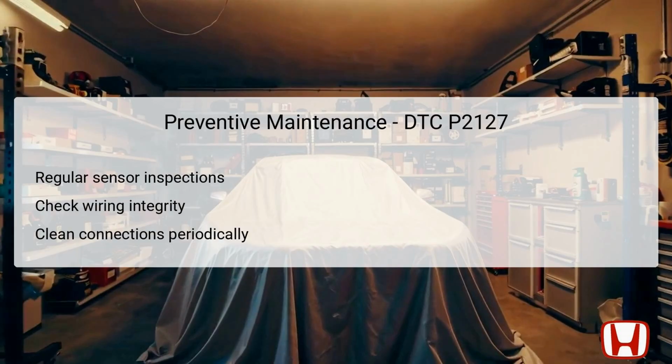Keeping connectors clean and free of corrosion is another essential maintenance practice, as poor electrical connections can lead to erroneous readings and trigger DTCs. Following these preventive measures can not only enhance vehicle reliability, but also prolong the lifespan of critical components in the vehicle's electronic throttle control system.